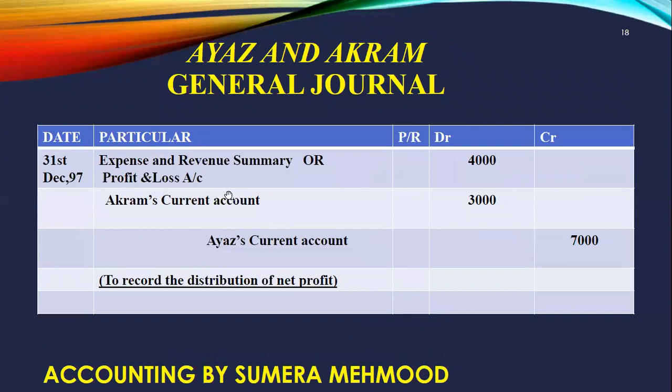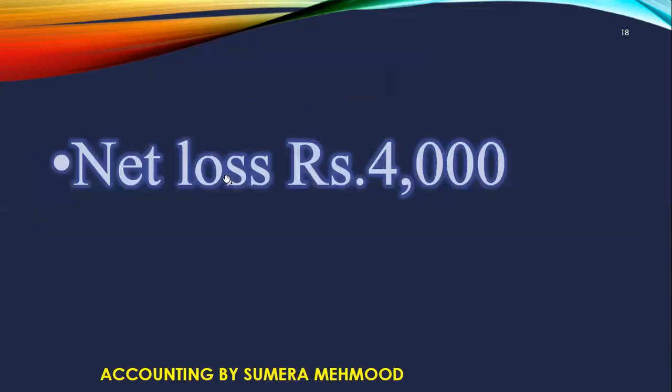If it will be from the fixed capital method, then in the fixed capital method I will do the same. We have Akram's amount 3,000 in negative. That's why I write it down on the debited side. And then we have current account of Ayaz, which should be credited with 7,000. Expense and revenue summary is debited.